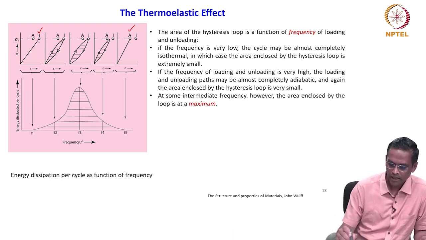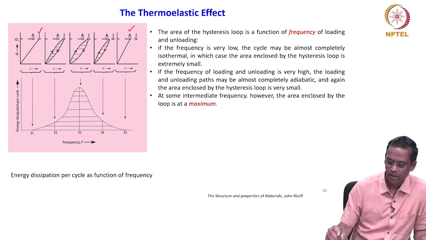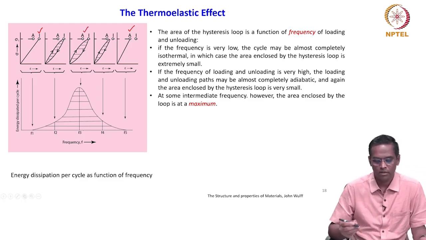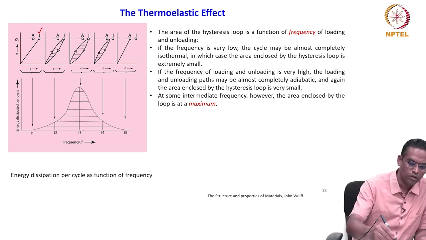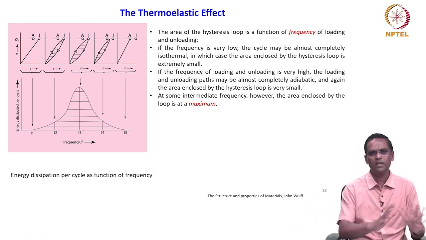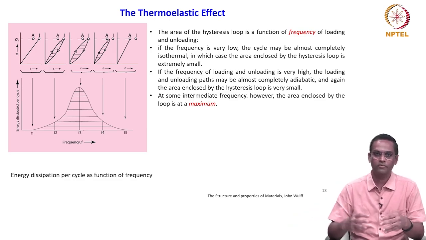At some intermediate frequency, the area enclosed by the loop is at a maximum. So, this is some intermediate frequency. Okay. So, now, how do we understand this graph? It is a very general description we are giving. So, now we have to look at some physical events.